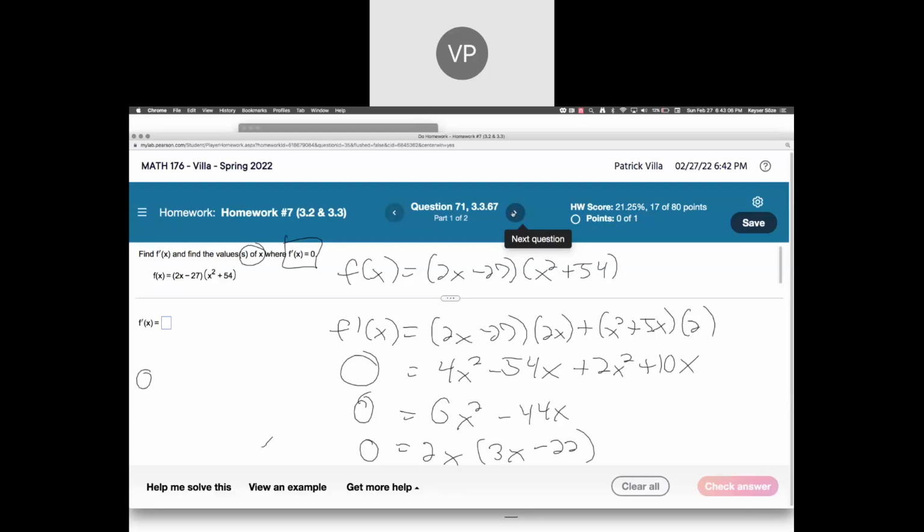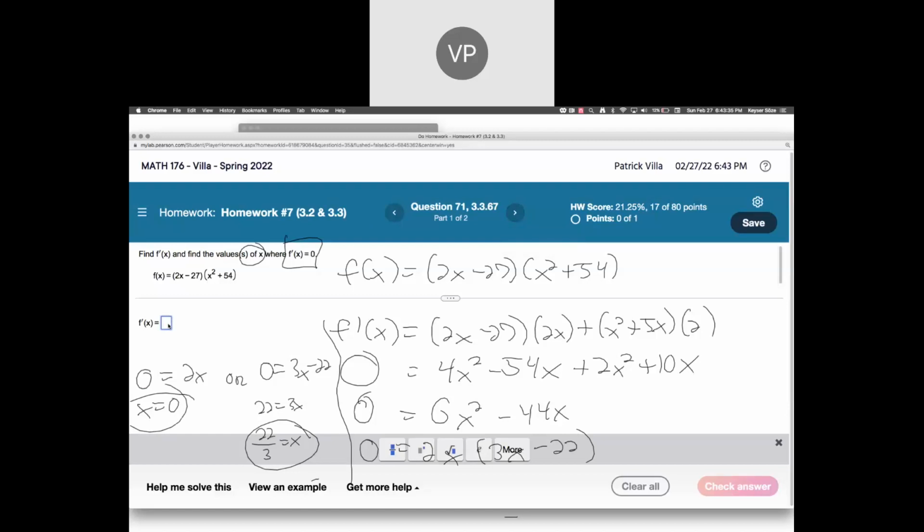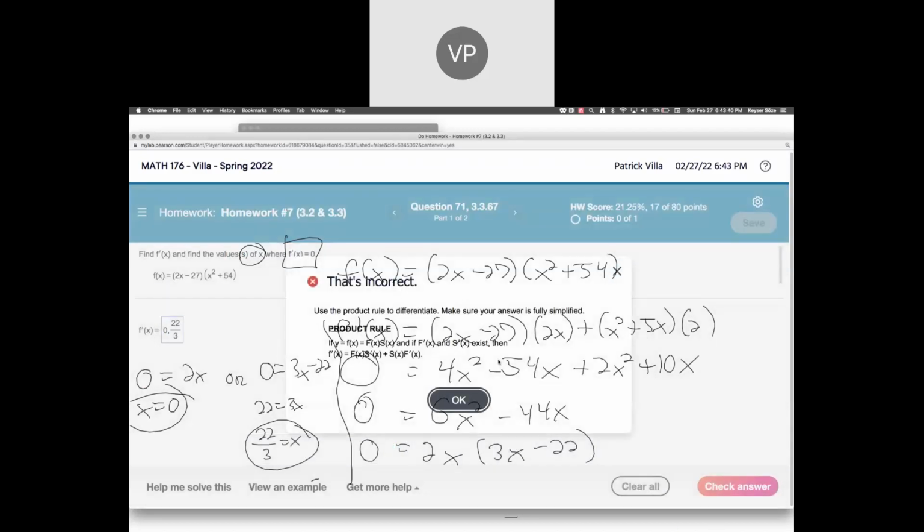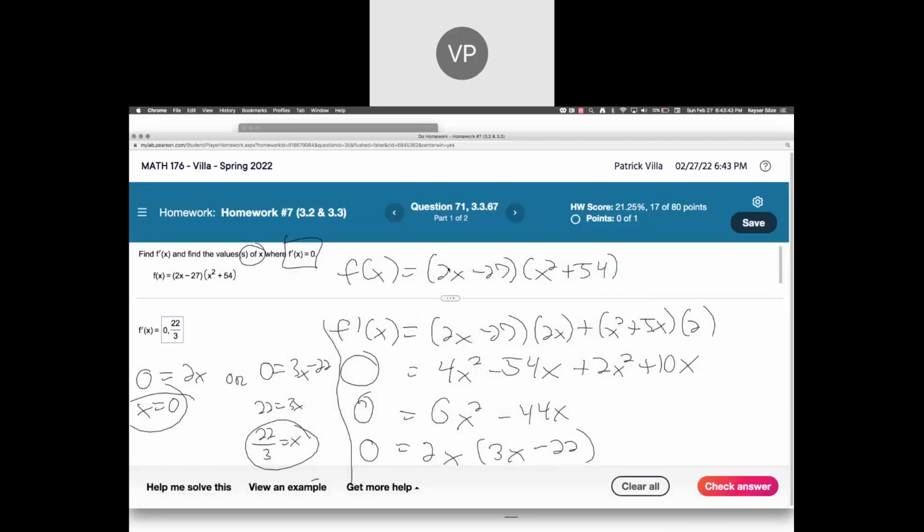So let's go over here on the left. 0 equals 2x, or 0 equals 3x minus 22. Well, that one gives me an x of 0. This one gives me a 22 plus 3x, so I get 22 over 3. Let me make that a little neater. So those are the two x values, that one and that one right there. Okay, so we have a 0 and we have a 22 over 3. Hope I didn't do that a little quick here, but let's see what we did wrong here.